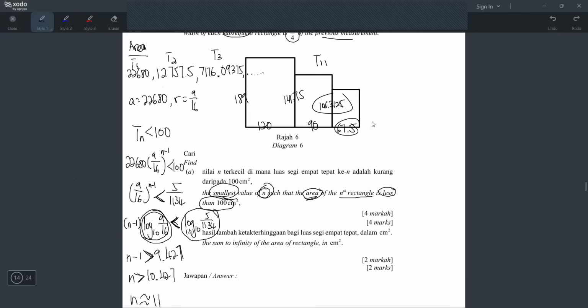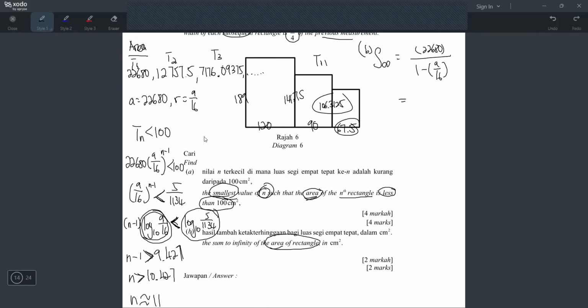B says find the sum to infinity for the area of the rectangle. Since they want the sum to infinity of the area of the rectangle, it means I can use this progression, because I use area to form this progression. So the S infinity formula is a over 1 minus r. The a is 22680, over 1 minus r, which is 9 over 16. For this one, I recommend you press the bottom first. So we press 1 minus 9 over 16 first, and then you press 22680 divided by answer.